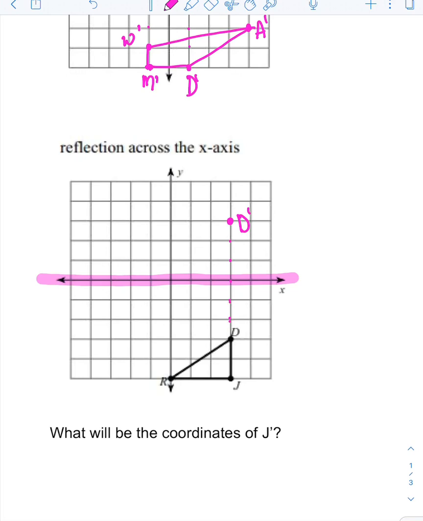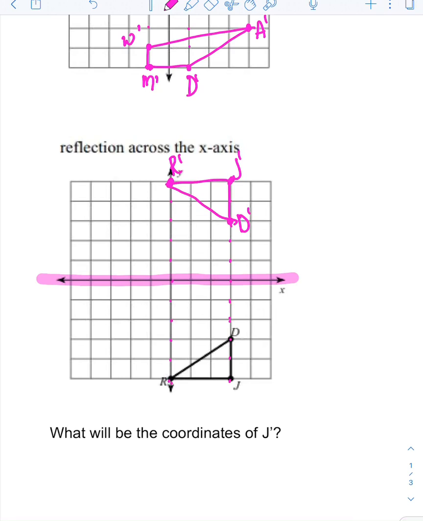J is down 1, 2, 3, 4, 5. So let's make it go up 1, 2, 3, 4, 5. So I'm just counting. That's all I'm doing. That's how I flip these. And now let's do R, which is down 1, 2, 3, 4, 5. So I go up 1, 2, 3, 4, 5. And that's my R prime, or my new image.